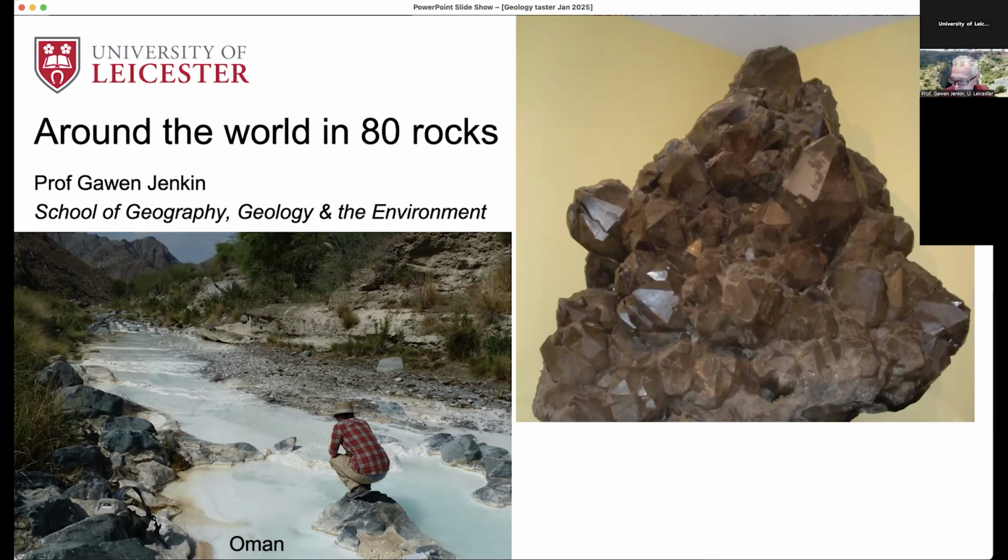Any suggestions? Oh, we've got a couple of suggestions coming in there. I like that. Any more? It is quartz. Well done, those people who put that in the chat. So it's an extremely common mineral in the Earth's crust. Nothing exceptional there, nothing very exciting, perhaps.